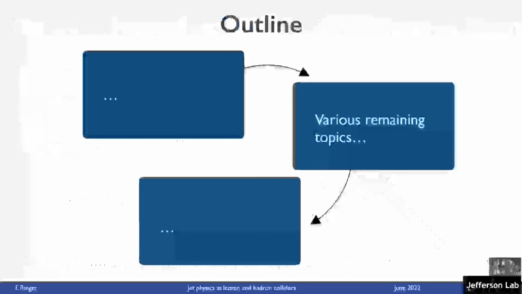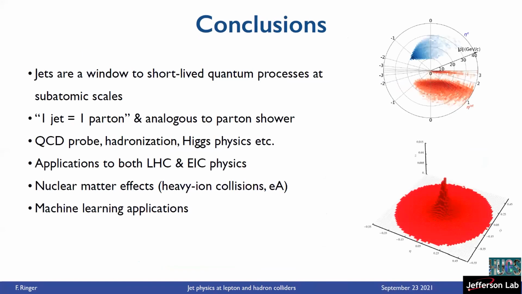Let me very quickly skip to the end to just have conclusions. To wrap up, we discussed jets as this window to very short-lived quantum processes, right, that ideally are one jet equals one parton, and there are some problems with it. Sometimes we have ways to recover that. It's interesting because of this one-to-one analogy to partons, which is also relevant because of the close analogy to parton showers, right, of the structure of jets.